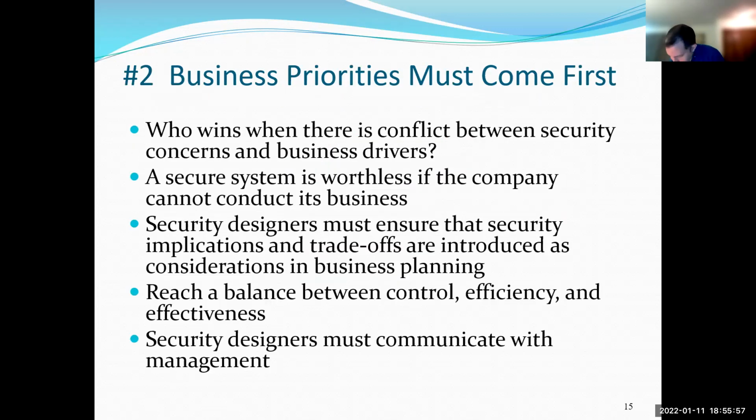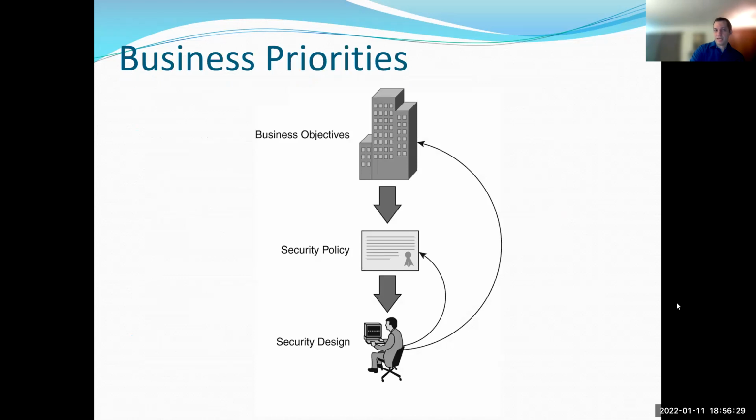Number 2 of the axioms of network security: business priorities must come first. That just means that, at the end of the day, the business needs to do the thing that it does. Security will come a little bit second, because if the business can't make money, it's going to go out of business. So you can see there that business priorities should feed into the security policy, which should feed into the security design.